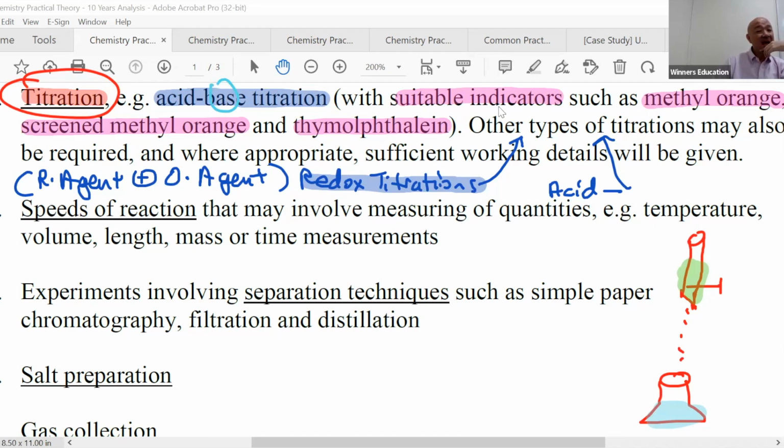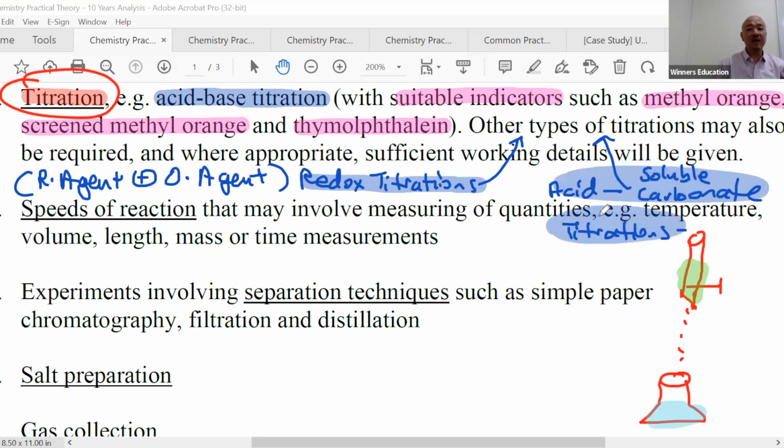Not water. Water is not equal for titration. Sodium carbonate is an example. Very good. Soluble carbonate solutions, like sodium carbonate, ammonium carbonate. Some carbonates are dissolvable, remember? Soluble in water. So this kind of titration. Ladies and gentlemen, in general, there are many types of titration. For O levels, I believe these are the max that they will test you.